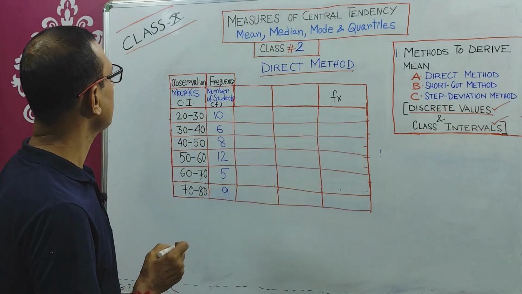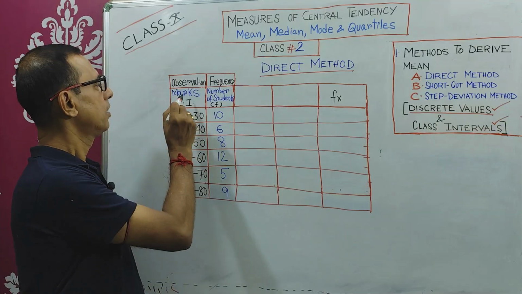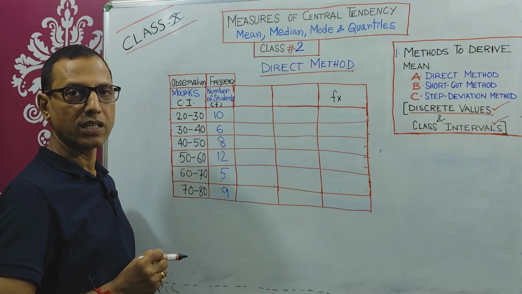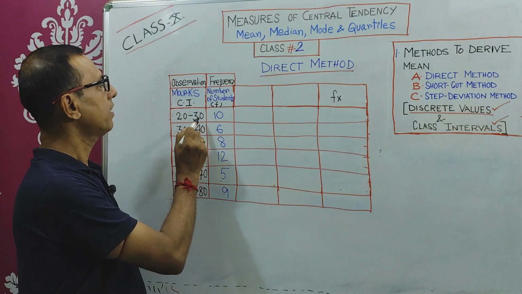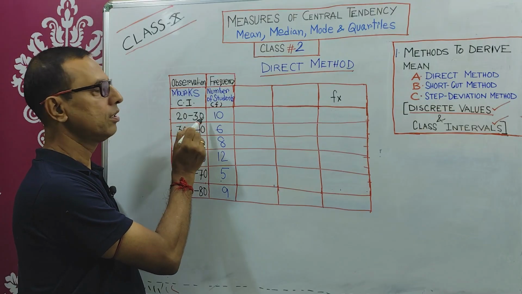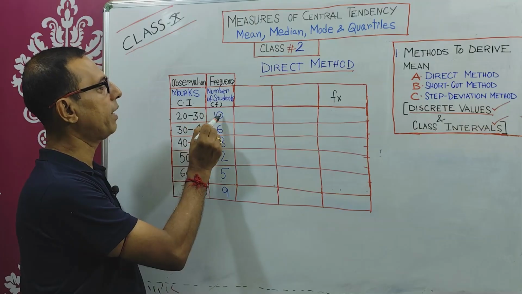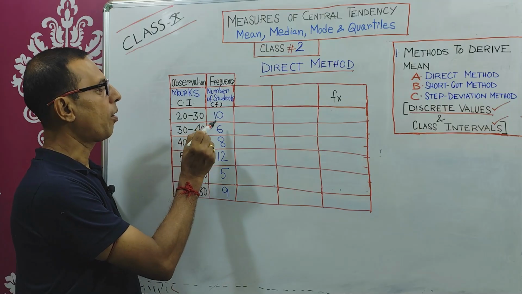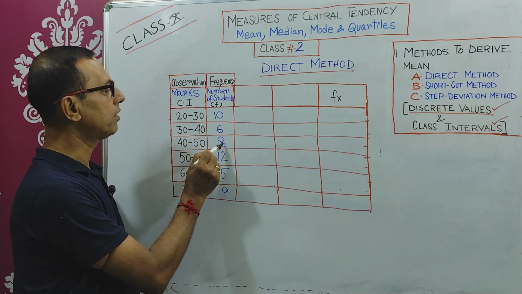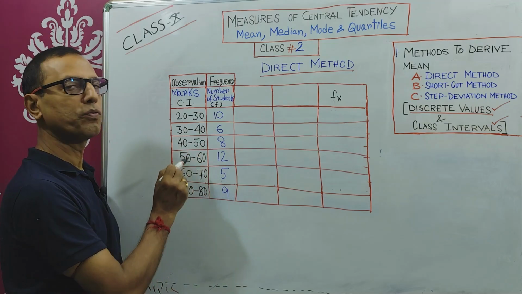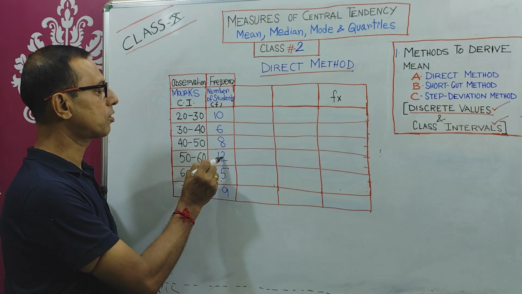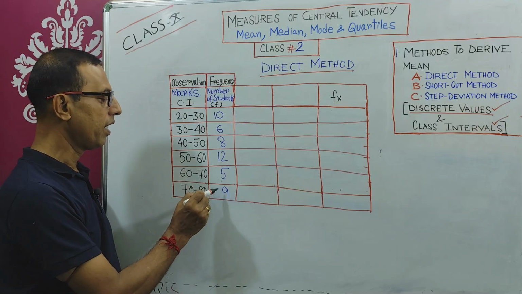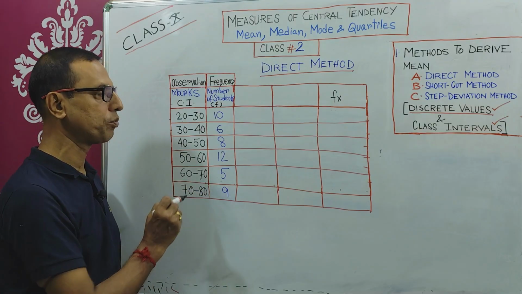Okay, in this example, just look into this table. In the first column, I have given a range of marks in an exam. Between 20 and 30 marks were obtained by 10 students, that is in the second column, the frequency. 30 to 40 marks were obtained by 6 students. 8 students obtained marks between 40 and 50. 12 students scored between 50 and 60. 5 students scored between 60 and 70 marks, and 9 students scored between 70 and 80.